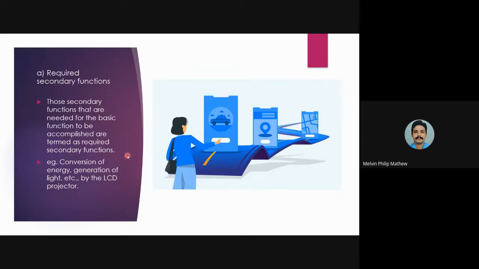One example is if you are taking an LCD projector, okay, we are converting the energy that is in the form of electricity into light. So generation of light is happening. If you are taking an LCD projector or even an LCD TV, you are converting the electrical energy that we are obtaining from our household, and then we are generating light to display the various pictures on the LCD screen. Okay, that is a required function of the product.